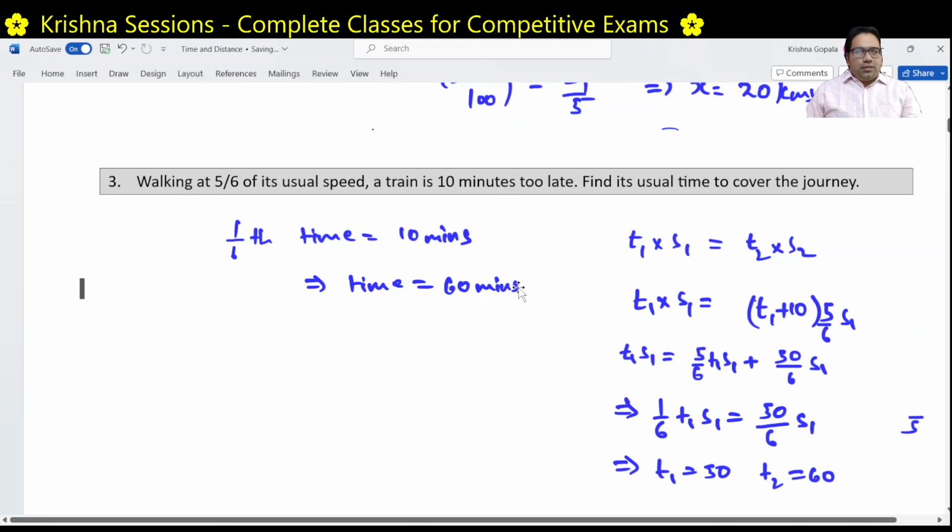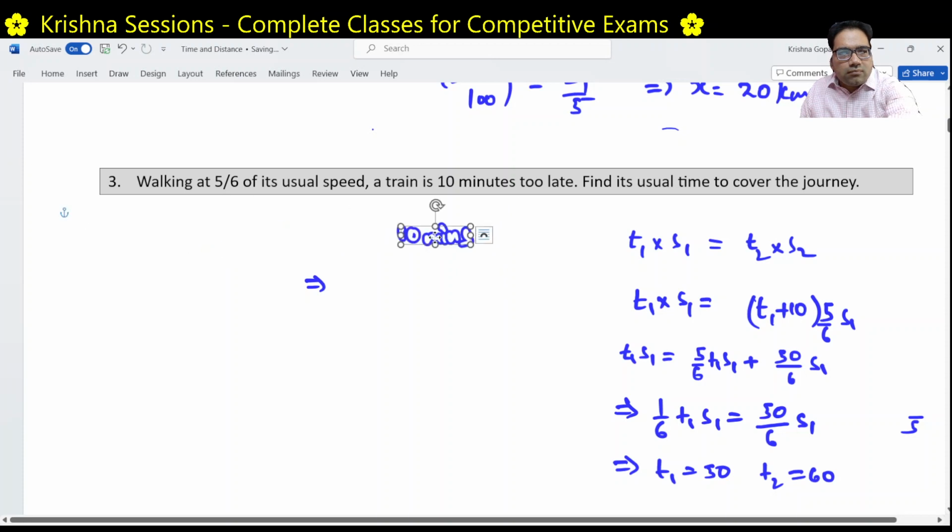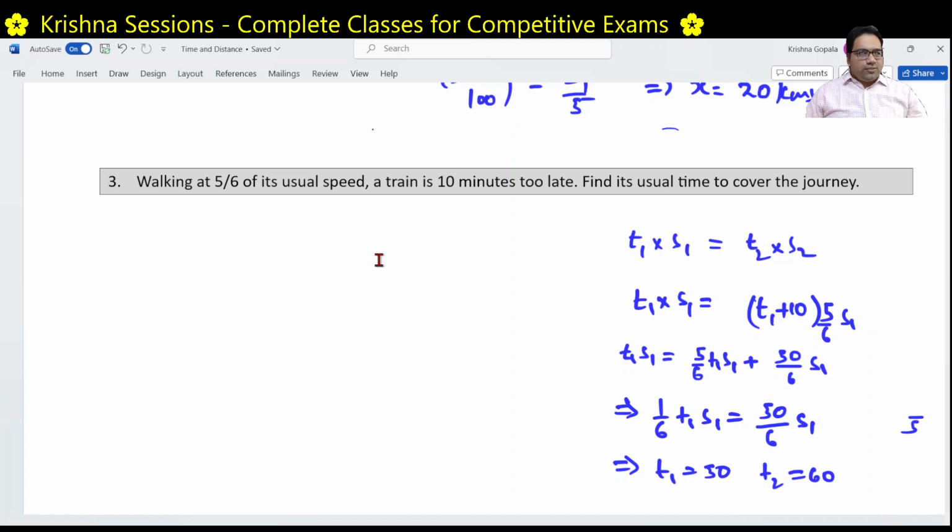Okay. Let's discuss this once again. Let me keep it simple. The train used to run at some speed, and it was taking some time. Right? We don't know what the original speed was, or what the original time was. But it was running at, let's say, some s1 speed and t1 time. Now s1 into t1 is the total distance that the train is covering.